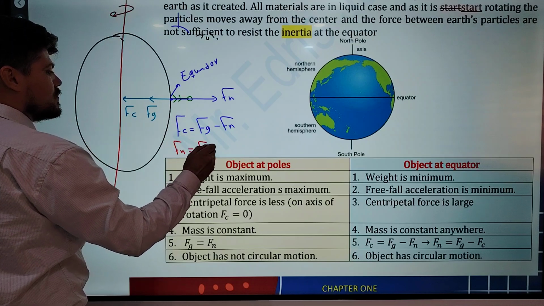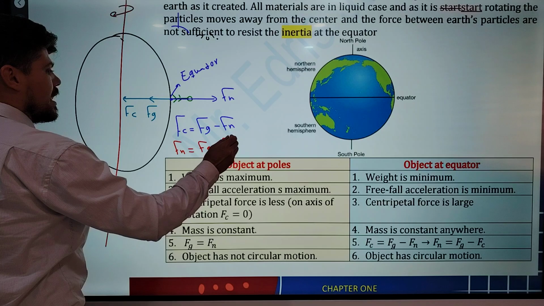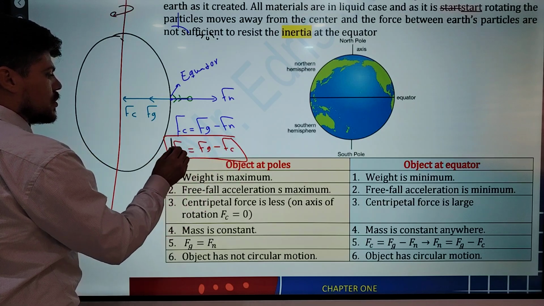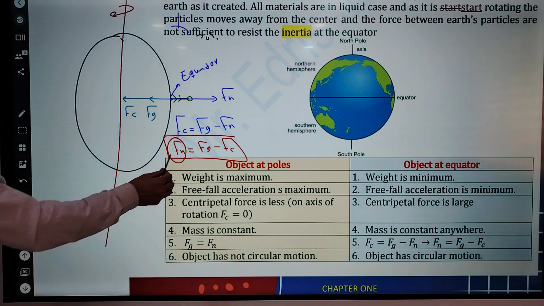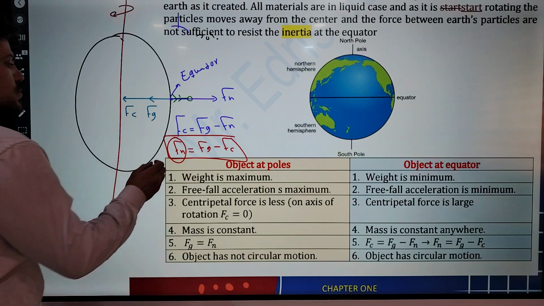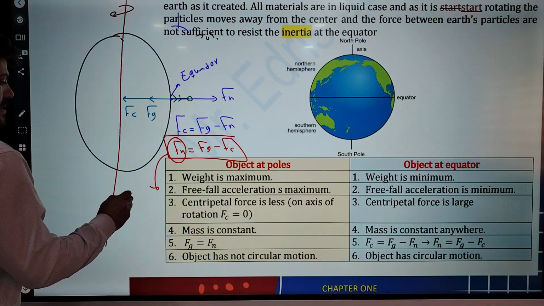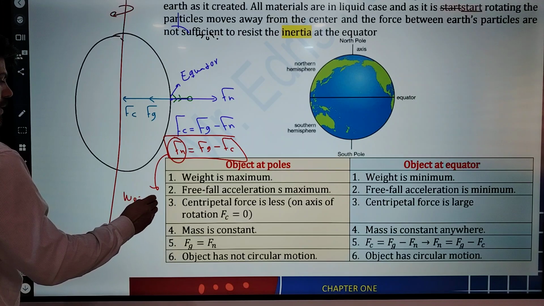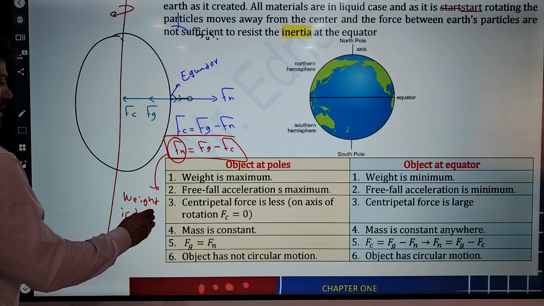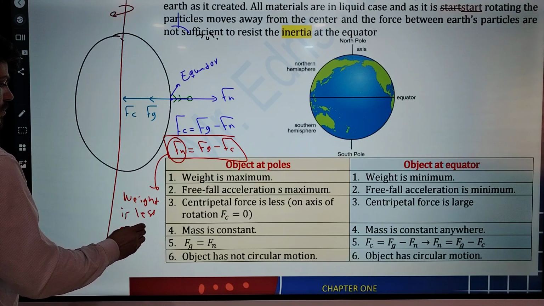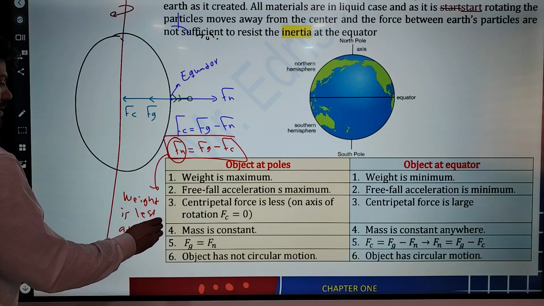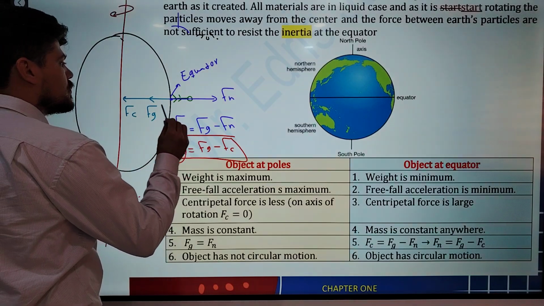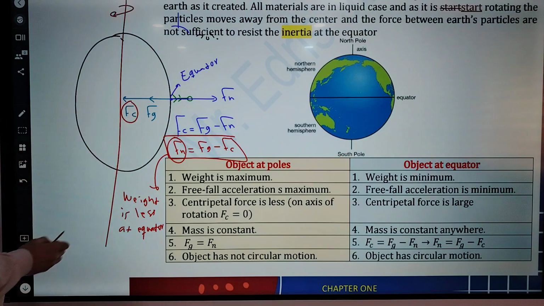Fn is equal to Fg minus Fc. So the effective weight decreases at the equator. That is why the weight is less at the equator. Why? Because a part of the force, the centripetal force, is acting on this body. That is why the weight seems to be less.